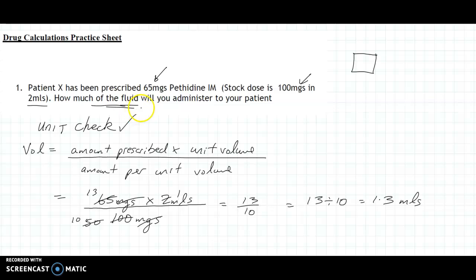Does it make sense? Well, you see, if we gave them 2 mils, the patient would receive 100 mgs. That'd be an overdose. If we gave them 1 mil, they would receive 50 mgs. That'd be an underdose. So 1.3 seems about right.